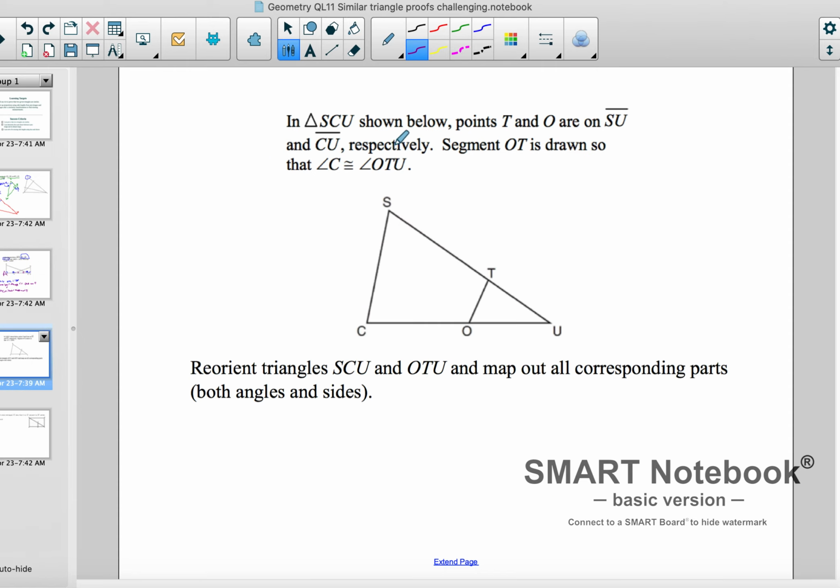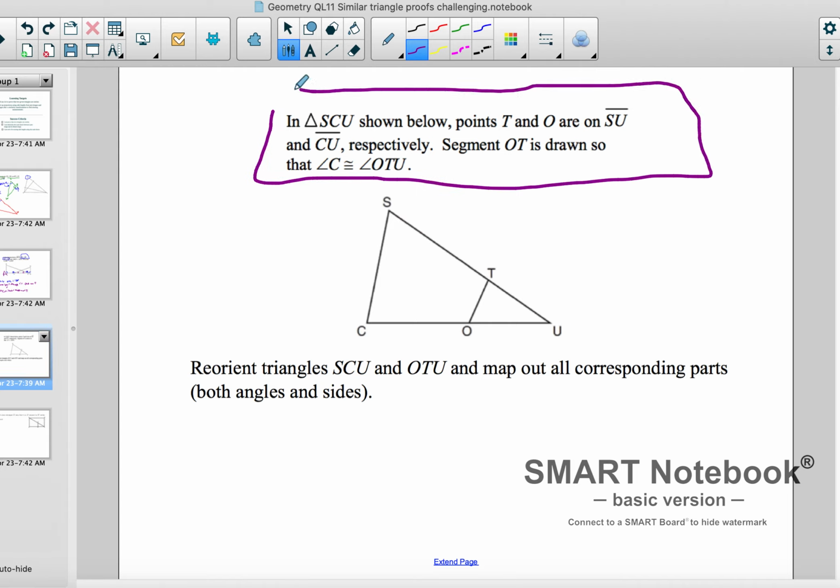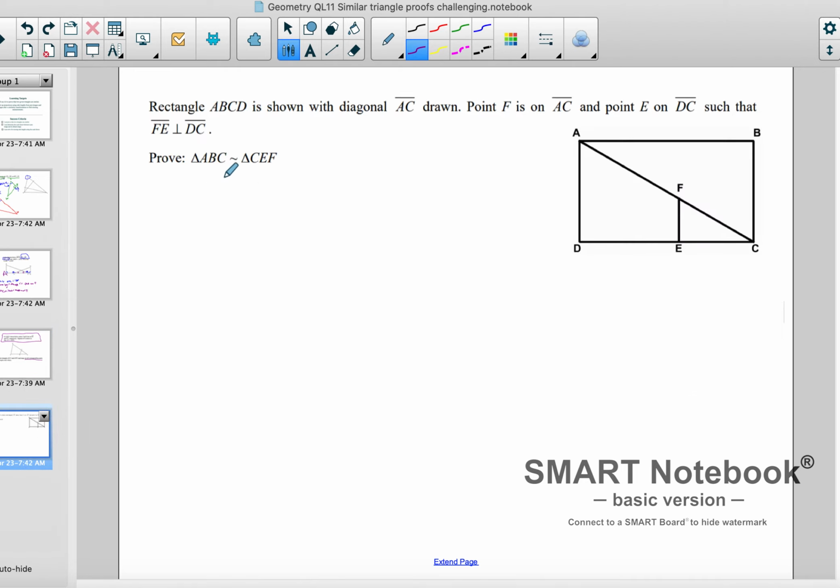So for today, what I need you to do is take a look at this question, triangle SCU shown below. You're not proving anything. All I want you to do is rotate the points. You're really going to have to read this. Rotate the triangles and find all the corresponding parts. The second question is actually a proof.